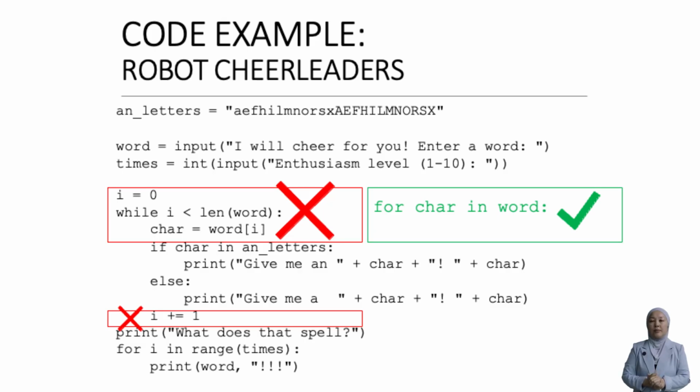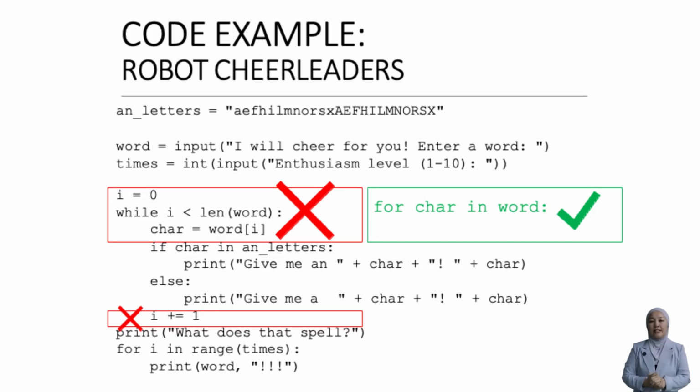Let's build a fun practical example that uses these concepts, a robot cheerleader. The program's goal is to generate grammatically correct cheers. The key is knowing whether to use 'a' or 'an' before a letter. We store the letters that need 'an' in a string, an_letters, equal to 'aefhilmnorsx'. Notice it includes both cases.